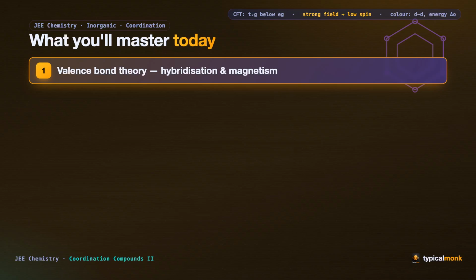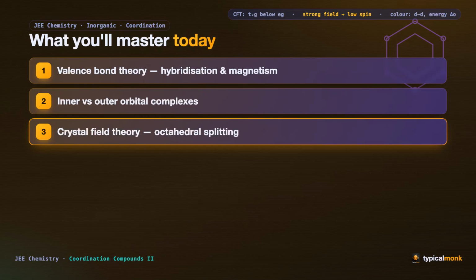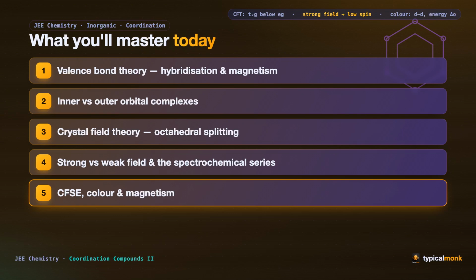First, valence bond theory, hybridization and the prediction of magnetism. Second, inner versus outer orbital complexes. Third, crystal field theory and the octahedral splitting. Fourth, the strong versus weak field and the spectrochemical series. And fifth, the crystal field stabilization energy, color, and magnetism. One idea at a time.